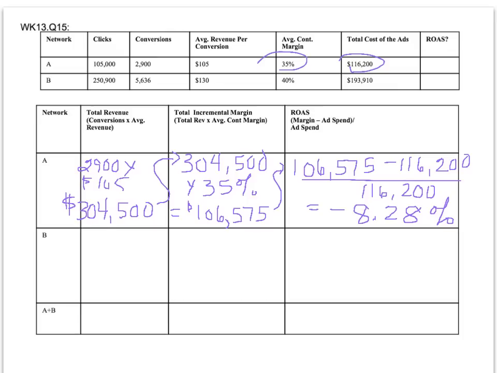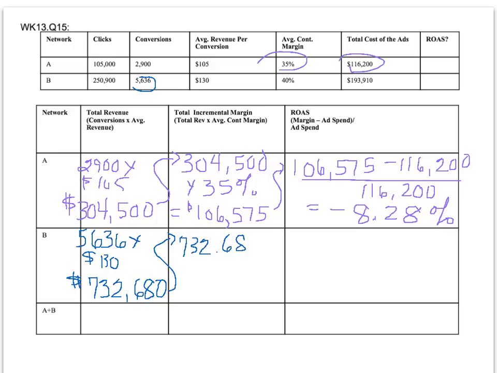Moving on to network B, now we have conversions of 5,636 times average revenue of 130 gives us total revenue of 732,680. We can move that up over here and take our average contribution margin of 40% to give us total incremental margin of 293,072.